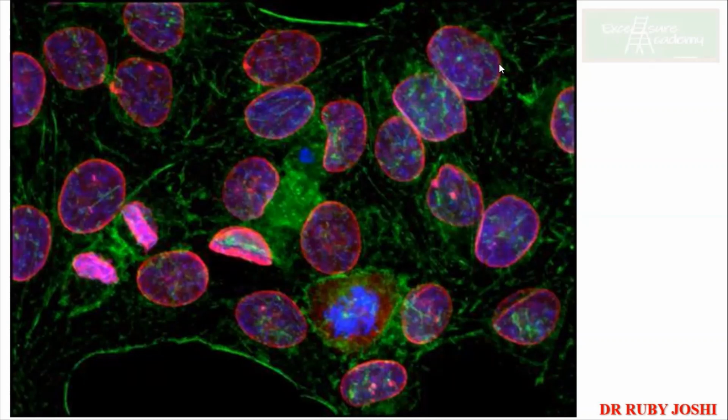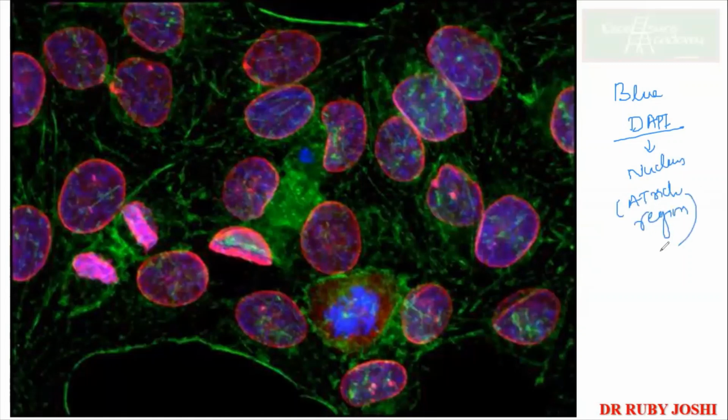Okay, one said blue, one said green. Now the only remaining one is the pink one, which is the correct answer. The pink color is the correct answer. See, why I ask this question: I already mentioned that blue is always your DAPI, which is going to stain your nucleus. And what does it stain? The AT rich region of your DNA. So wherever there is AT rich region in your chromatid, it is going to get stained by the DAPI, and that will look like your blue color.